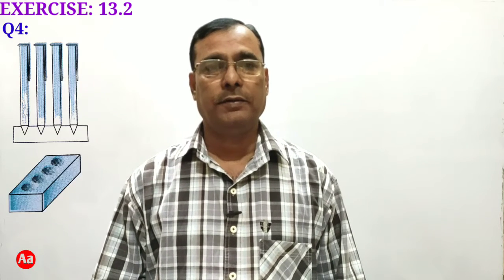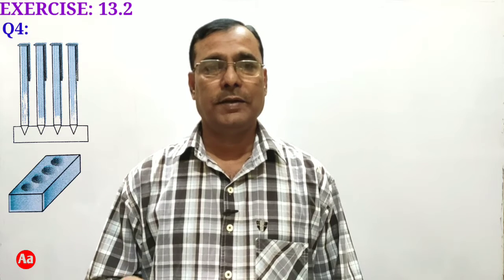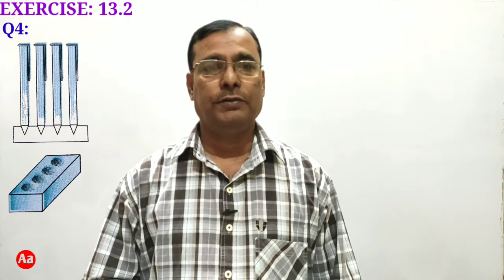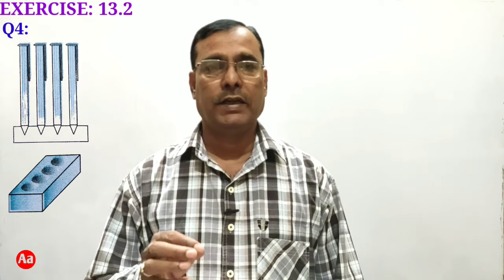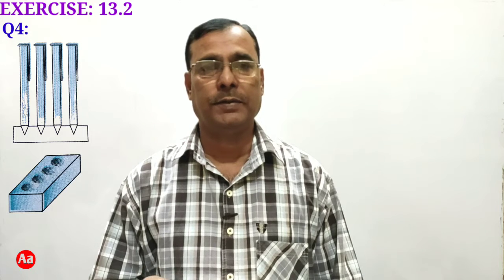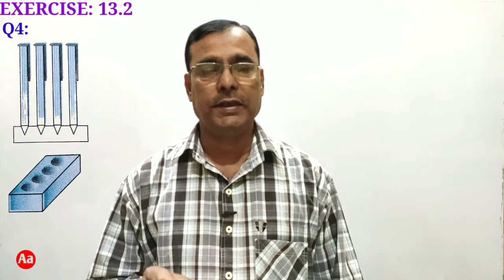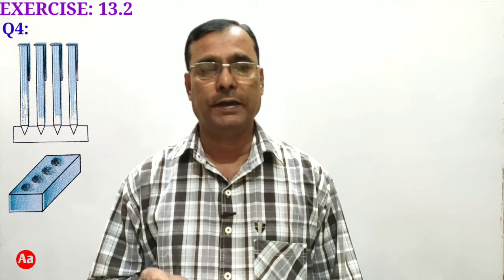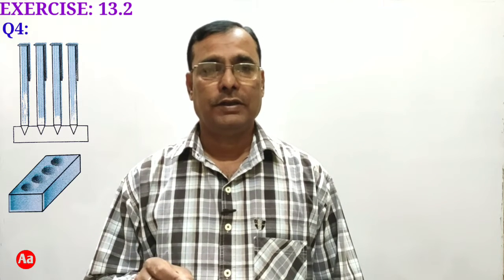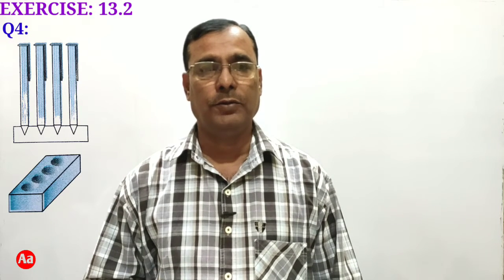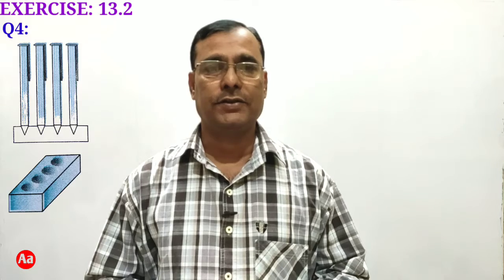Question number 4. A pen stand made up of wood is in the shape of a cuboid with 4 conical depressions to hold the pens. The dimensions of the cuboid are 15 cm by 10 cm by 3.5 cm. The radius of each of the depressions is 0.5 cm and the depth is 1.4 cm. Find the volume of wood in the entire stand.